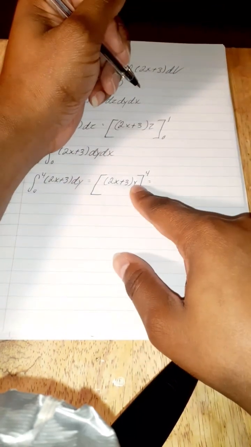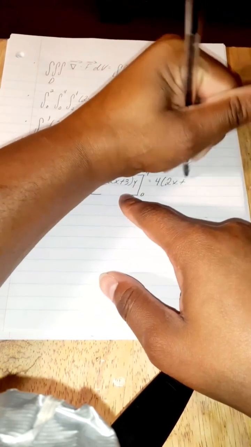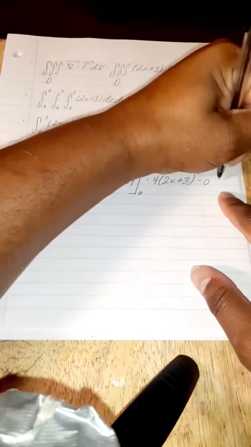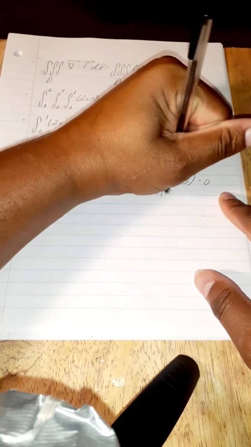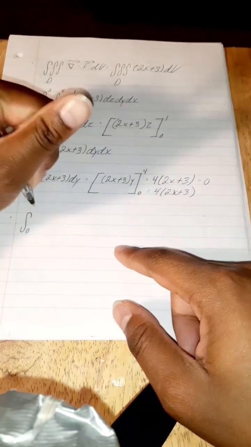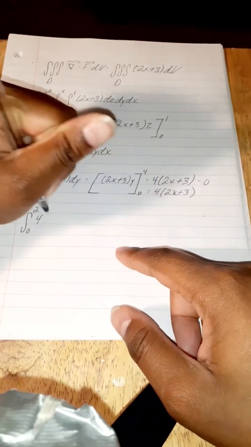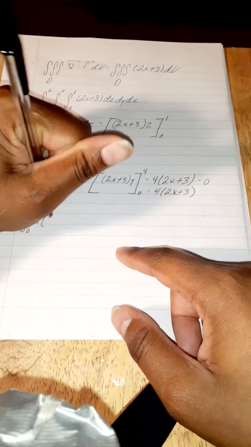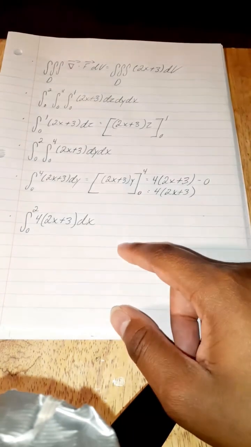So we can clearly see that this is just going to end up giving us, and we can bring the 4 to the front. Remember, multiplication is commutative, so sticking it at the back is the same thing as sticking it in the front. So we'll have 4 times 2x plus 3. And obviously substituting in the 0 just gives us 0. So we just end up with our 4 times 2x plus 3, which we'll be integrating with respect to x now. So we're now down to our last integral, which is from 0 to 2. And we're integrating with respect to x, 4 times 2x plus 3 with respect to x from 0 to 2.